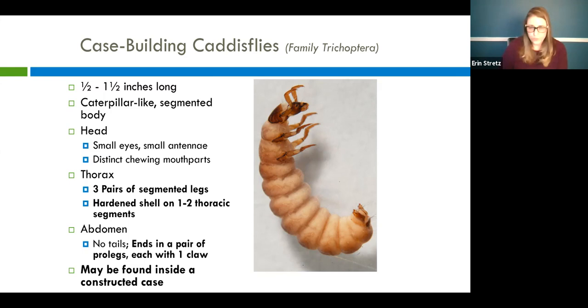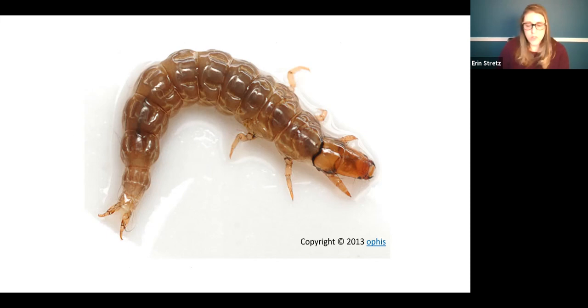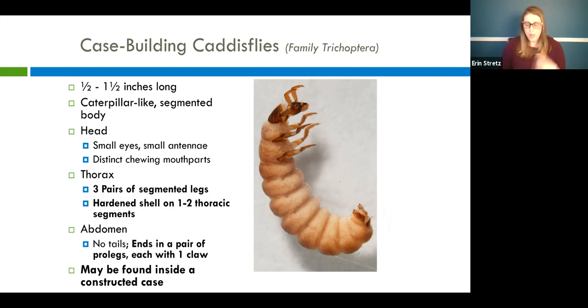And this is another look at a case-building caddisfly. This is an example where the prolegs and the hooks at the end of the body are much more obvious. So you can really see it sticking out those legs at the end of the body. While in that last image, they were much tighter, much closer to the body. But in both instances, we're looking for the same thing: a pair of prolegs, each with one claw at the end.